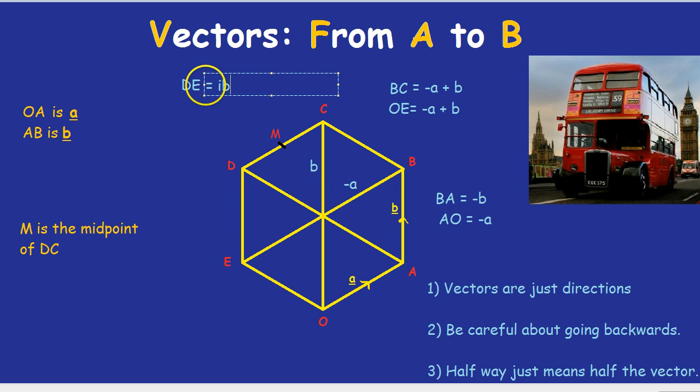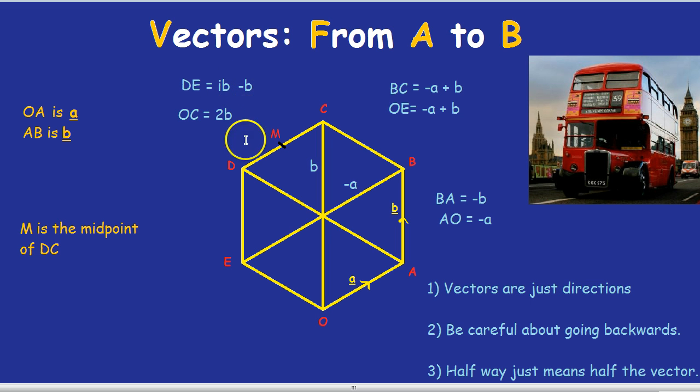Minus B. What about a hard one? What about O to C? All the way down here to up here. O to C. Well, that would be a B to get here, and another B to get to C. So that would be 2B. OC equals 2B. Don't know why this says 1B. DE, no, that was minus B. Let's call that minus B, not 1B.